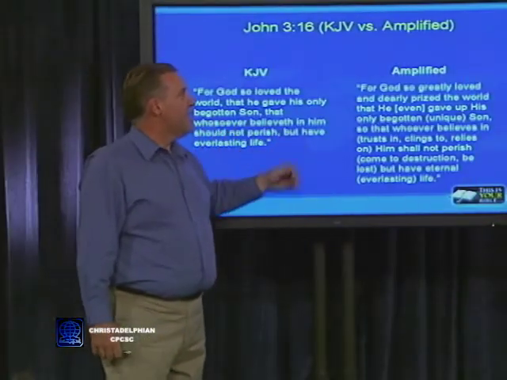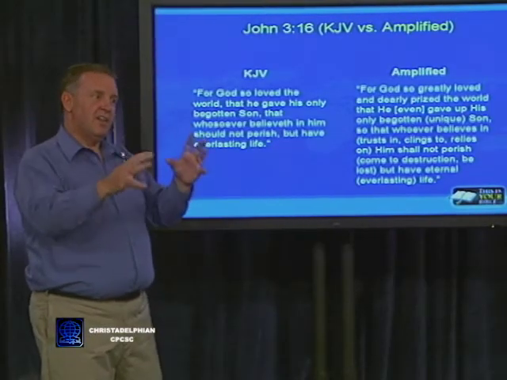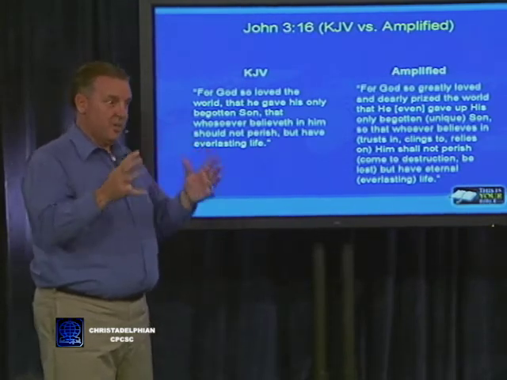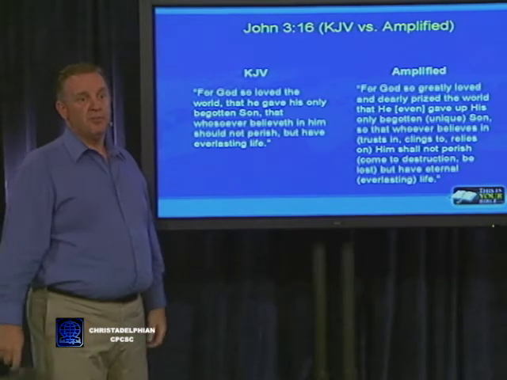The King James said, "For God so loved the world." The Amplified Bible says, "For God so greatly loved and dearly prized the world, that he even gave up his only begotten, his unique Son, so that whosoever believes in, trusts in, clings to, relies on him, shall not perish, come to destruction, be lost, but have eternal, have everlasting life." So you throw in all these alternate options, these alternate translations, to help give you a fuller sense of what the verse is trying to say.